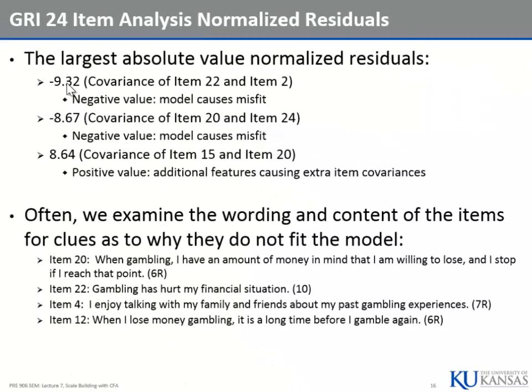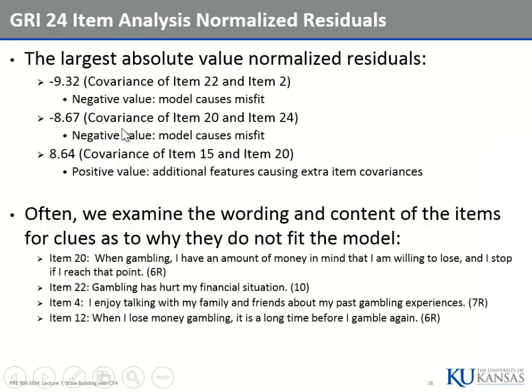These are the bigger values of normalized residuals that you see. These are their values. And here are some of those items that we looked at. Here's item 20. When gambling, I have an amount of money in mind that I'm willing to lose, and I stop when I reach that point. This is item 20. This is supposed to measure criterion 6. The R here says that this is actually a reverse-coded item. Have you included reverse-coded items in your surveys? Yeah. Okay. So somebody who rates this highly is less likely to be a gambler than somebody who rates it lowly. That's what the reverse coding does.